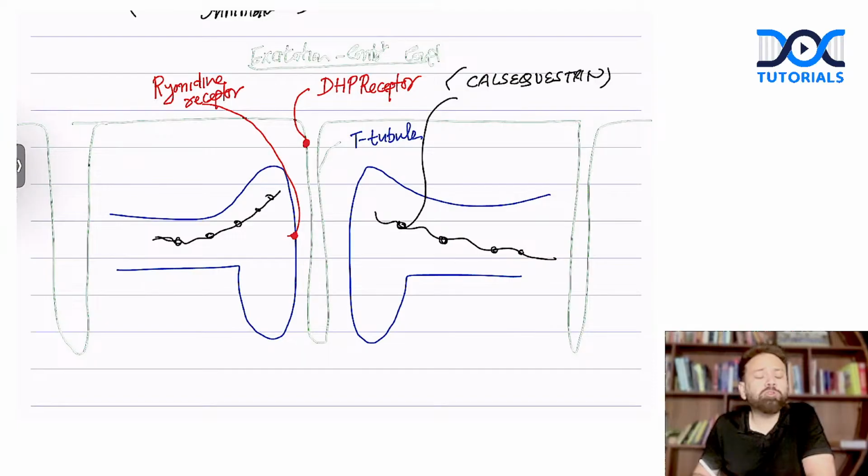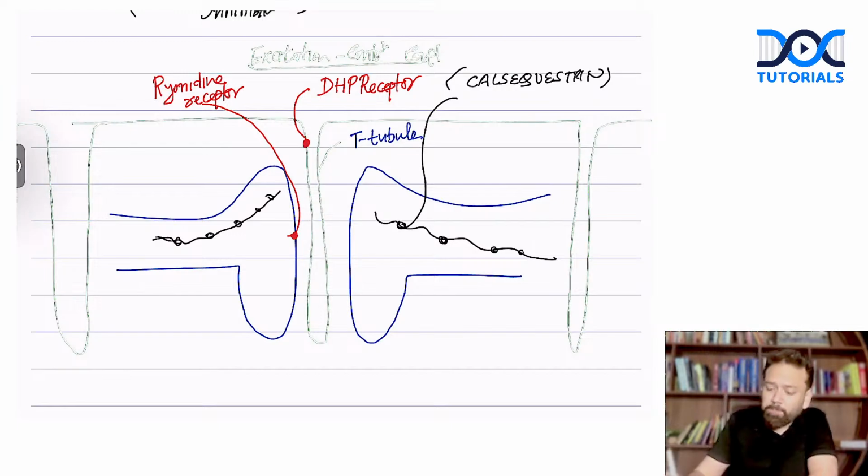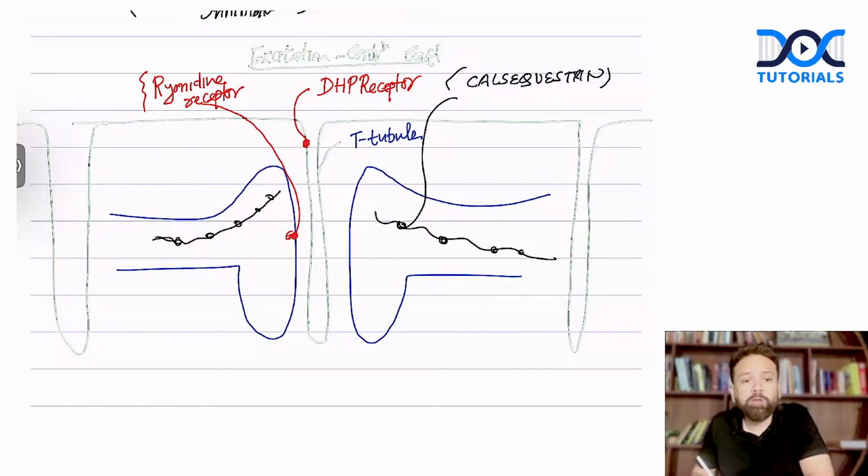The name is based on the drug. Actually, there is a drug which is given as an antiarrhythmic, called dihydropyridine, that can block this channel. So on that basis, it is called the dihydropyridine receptor. And there is a plant extract, ryanodine, that can block this, so it is called the ryanodine receptor.